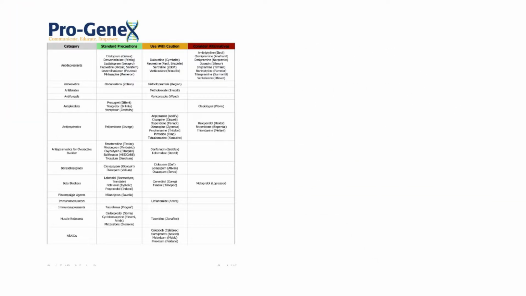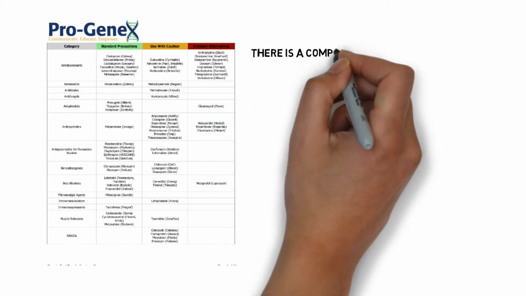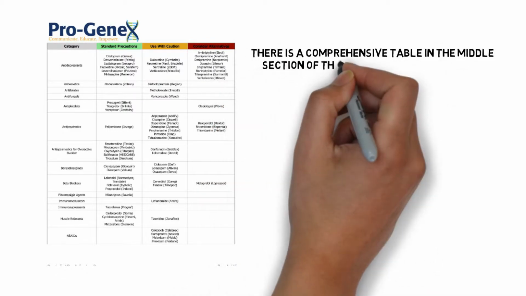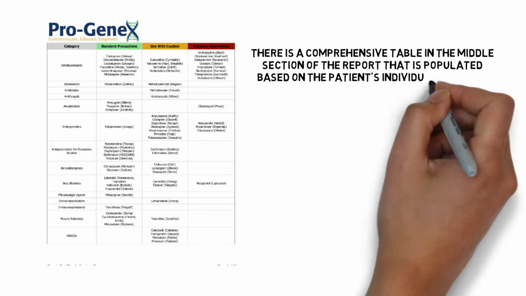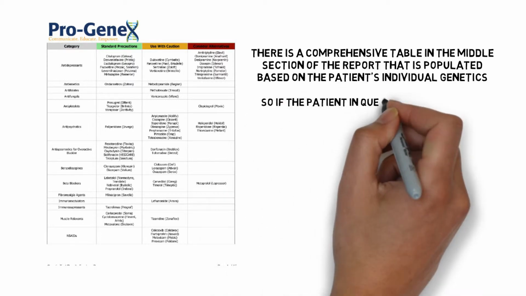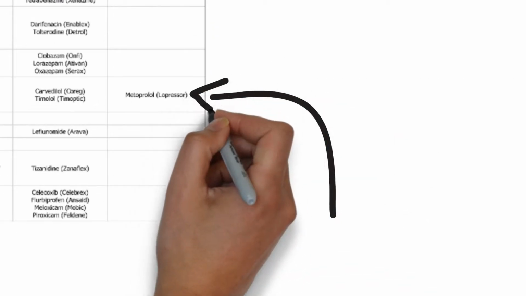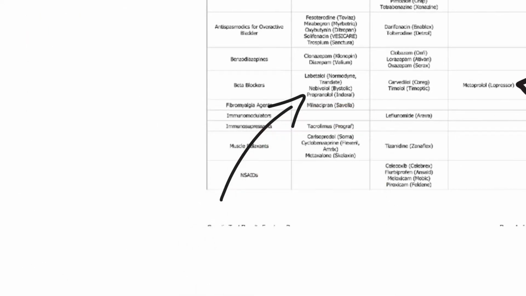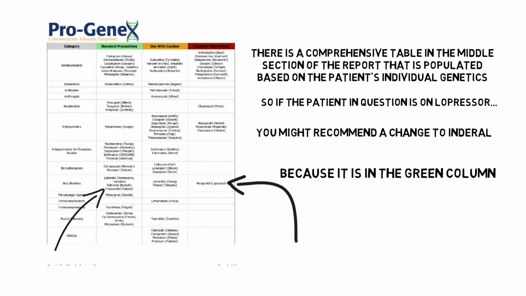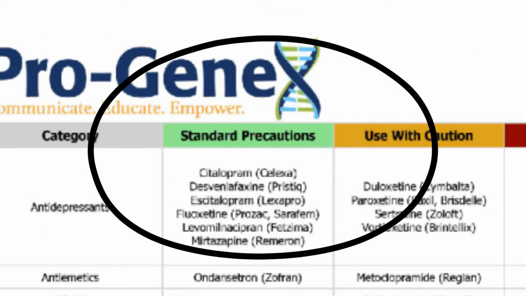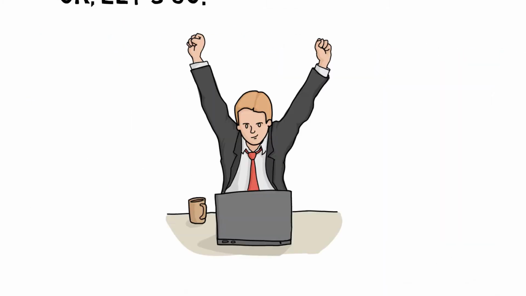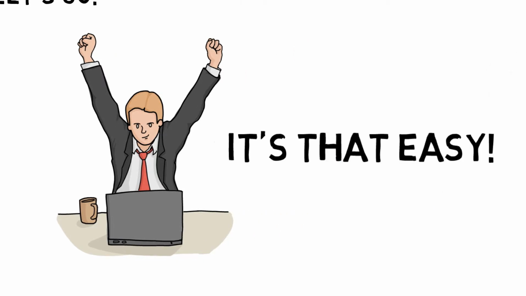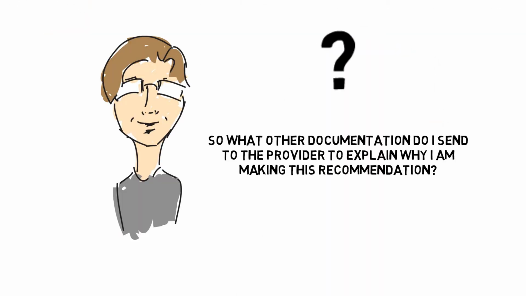The middle section of the report contains a comprehensive table of commonly prescribed medications categorized by drug class. So if your patient's getting low pressure, which is in the red column, you might instead suggest Inderal because it's in the green column. It's that easy. I can hear what you're thinking.